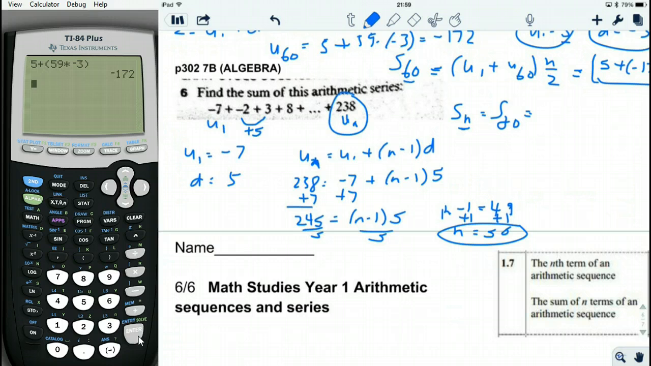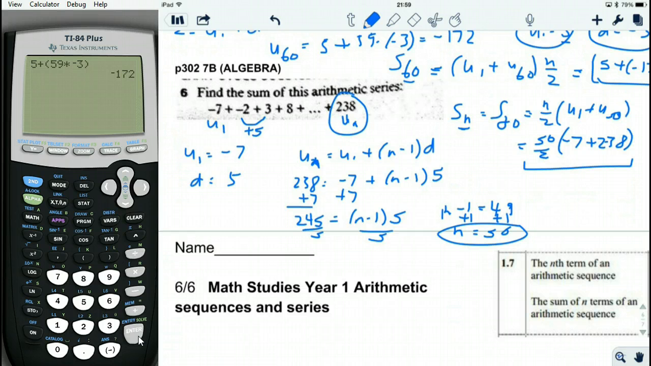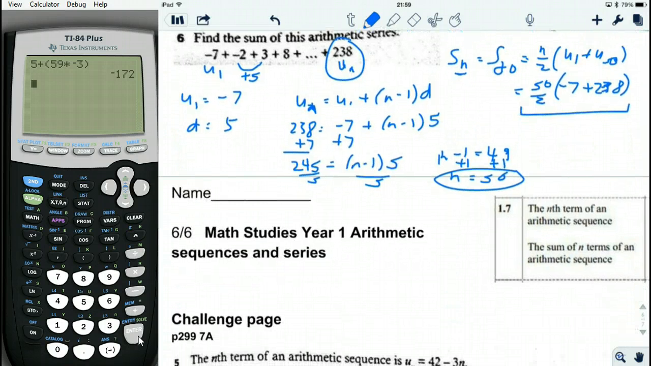This is now not too bad because we're just going to do n divided by 2 times U1 plus U50, right? So it would be n divided by 2, which is 50 divided by 2. U1 is negative 7. And U50 is 238. Okay? So that's it. I'll let you do that, 50 divided by 2, and then you multiply, or you add these two together. 238 minus 7 is 231. 231 times 25. Okay? And that's it for this section.